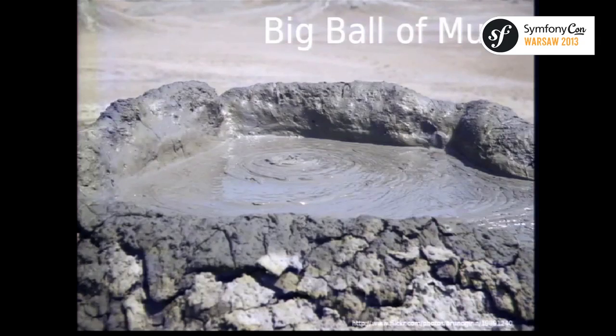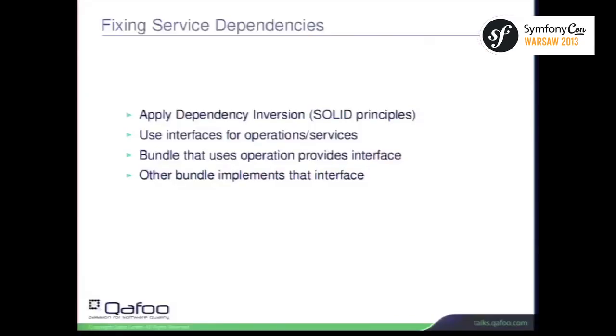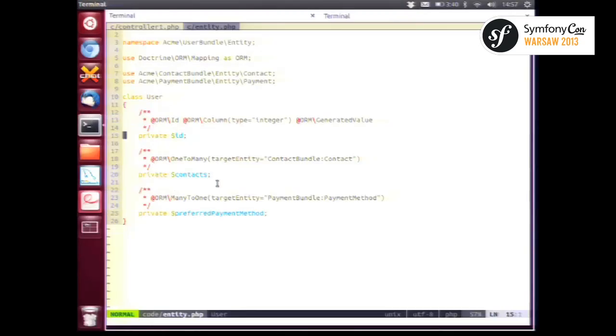And the picture here actually shows a mud volcano. So this is actually a much better picture. At some point it's going to explode and the mud is like everywhere, and it's a really nasty situation. So how can we try to fix this? Service dependencies is one way of fixing it, by applying the dependency inversion principle, which is from the SOLID principles.